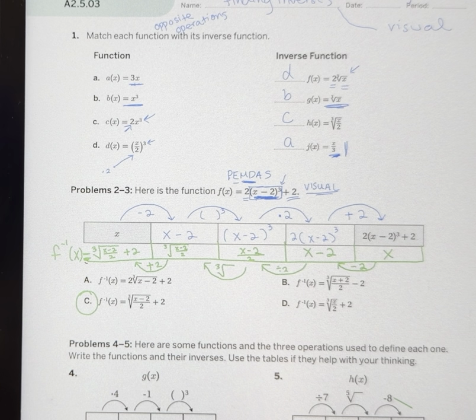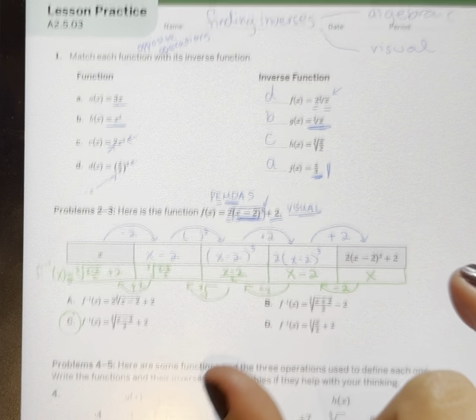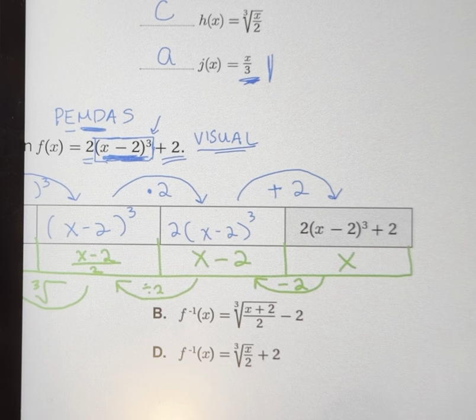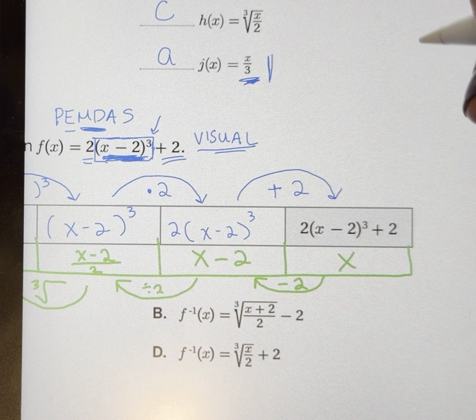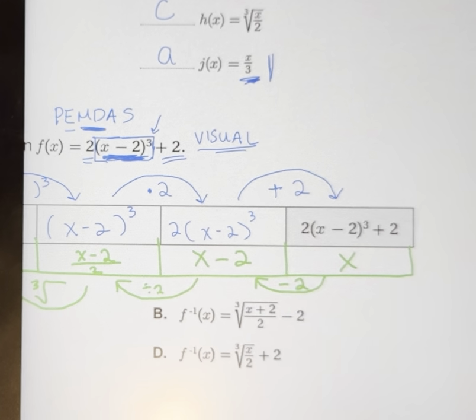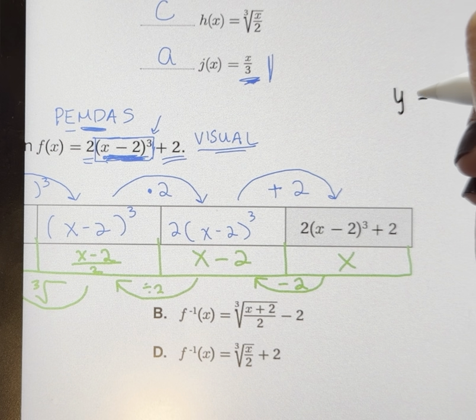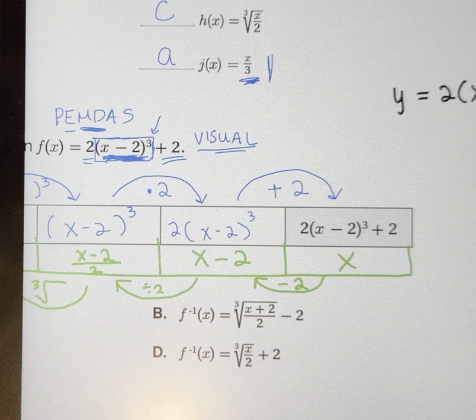As promised, let's do this algebraically. Algebraically, we will take our f of x equals blah, blah, blah. I'm going to rewrite it, though, as y equals 2 times x minus 2 cubed plus 2 instead of f of x. And then what we do to find the inverse, we want a function that's undone this, all right? But I still want y and x. So what I do is I switch the x and y.